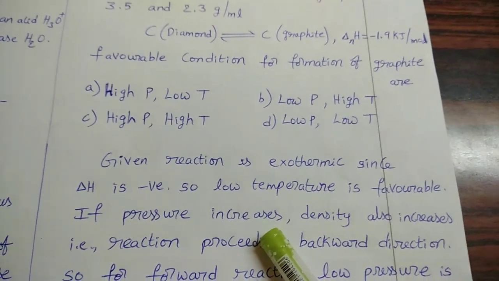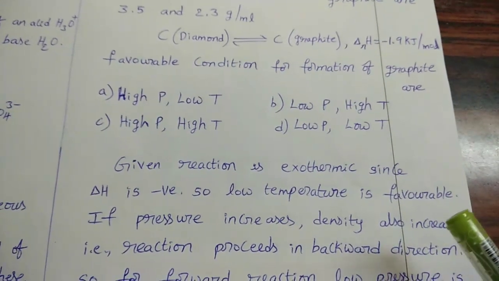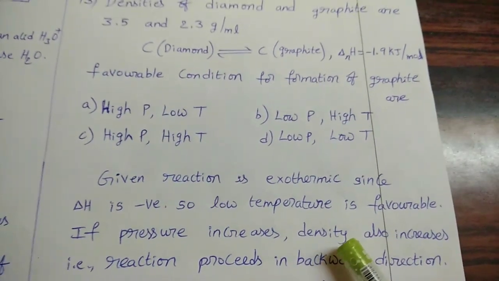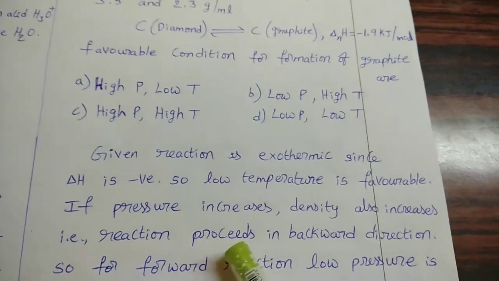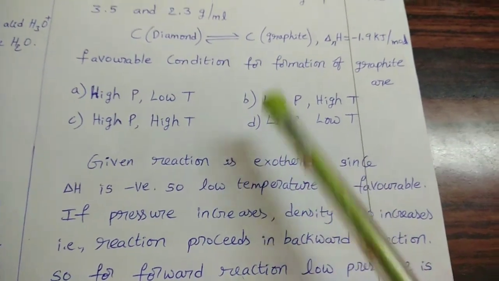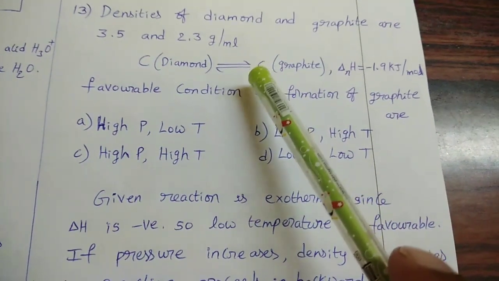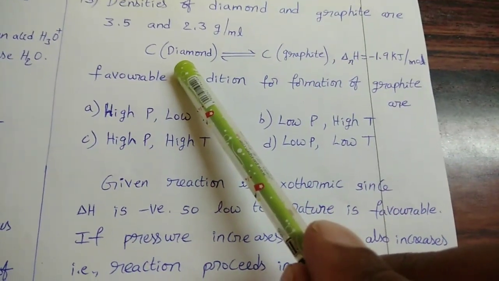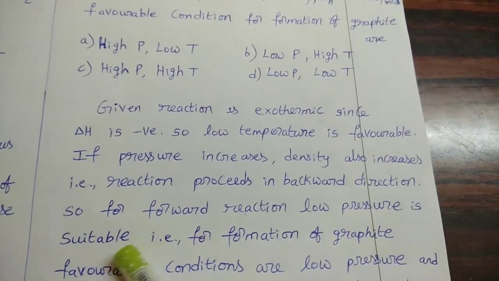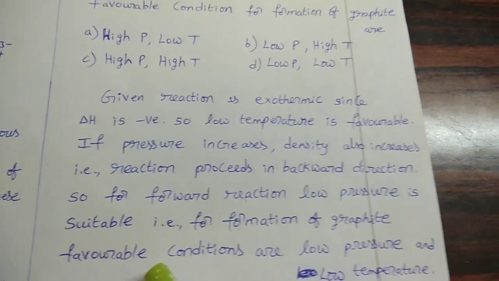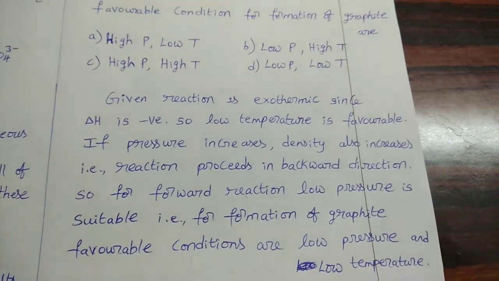If pressure increases, density also increases. This point also we learned in states of matter. If pressure increases, density increases. That means the reaction proceeds in the backward direction, because between these two, diamond has more density than graphite. That's why if pressure increases, the reaction takes place in the backward direction. So for the forward reaction, low pressure is suitable. That means for formation of graphite, favorable conditions are low pressure and low temperature. Okay, we will meet in the next class.